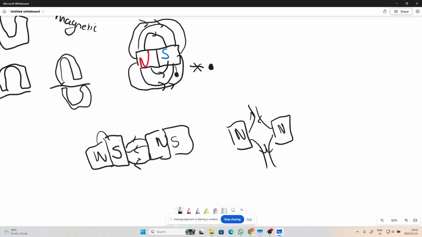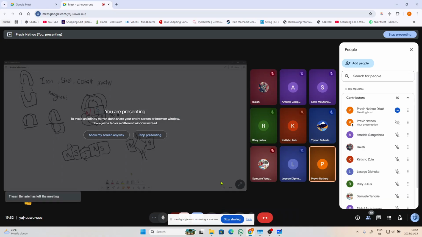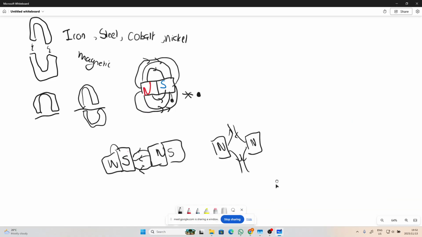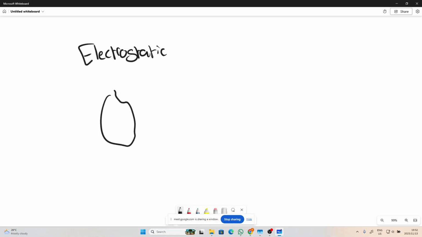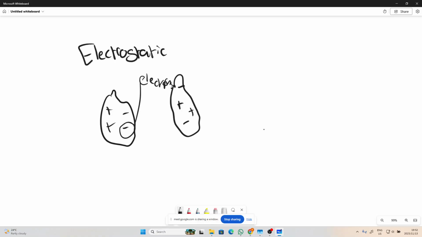That's magnetic forces. Does everyone understand everything so far? Moving on. The last one for forces, we have electrostatic. Simple. You've got two objects. Let's call this object A and object B. They have protons and electrons. Everything is neutrally charged until it's not. What moves? Electrons move. They transferred.